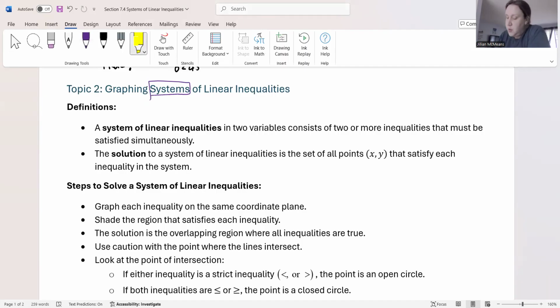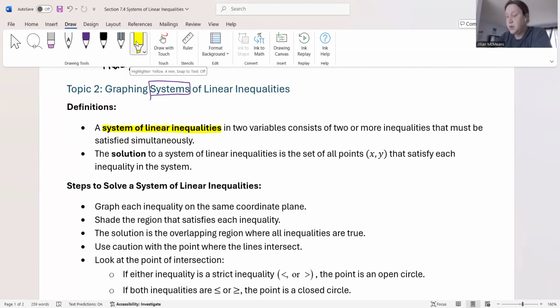So first, we have that a system of linear inequalities in two variables consists of two or more inequalities that must be solved simultaneously. That is very similar to the definition for a system of linear equations. It's two equations that we solve simultaneously. And remember, with a system of linear equations, the solution was the point where the two lines would intersect. Okay, so how is that going to translate to this world of inequalities?